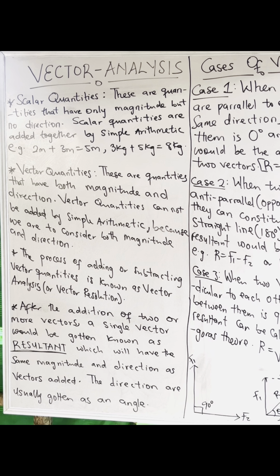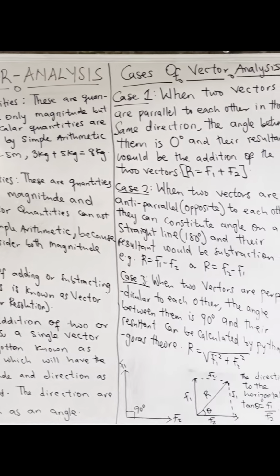So the process of adding or subtracting vector quantities, two or more vectors together, is known as vector analysis or vector resolution. After the addition of two or more vectors, a single vector would be derived. And that single vector is known as the resultant. This single vector will have the same effect as the vectors added together. The direction will also be gotten by an angle. So let's look at the different cases under vector analysis.